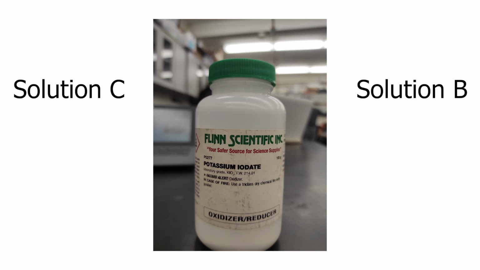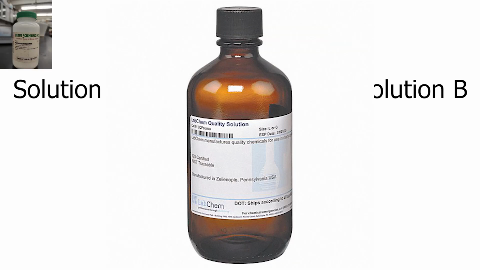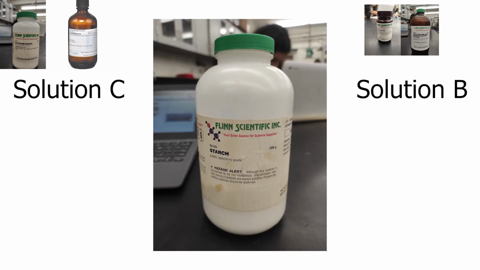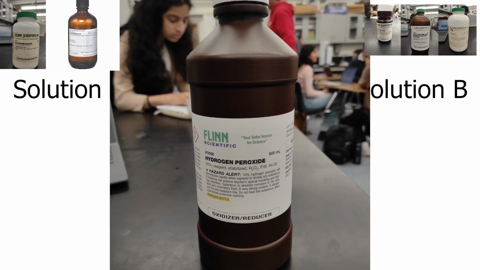To better understand the reaction, we need to know what causes each color. The original solution was created from 3 different solutions. One was potassium iodate and sulfuric acid, one was malonic acid, manganese sulfate monohydrate, and starch, and one was just hydrogen peroxide.